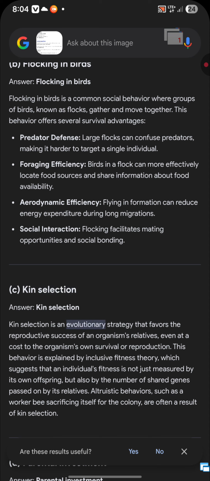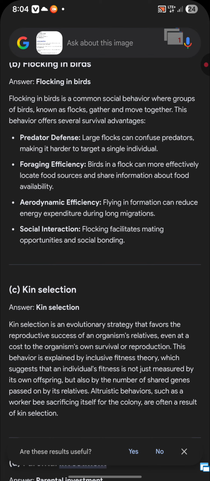Kin selection is an evolutionary strategy that favors the reproductive success of an organism's relatives, even at a cost to the organism's own survival or reproduction. This behavior is explained by inclusive fitness theory, which suggests that an individual's fitness is not just measured by its own offspring, but also by the number of shared genes passed on by its relatives. Altruistic behaviors, such as a worker bee sacrificing itself for the colony, are often a result of kin selection.